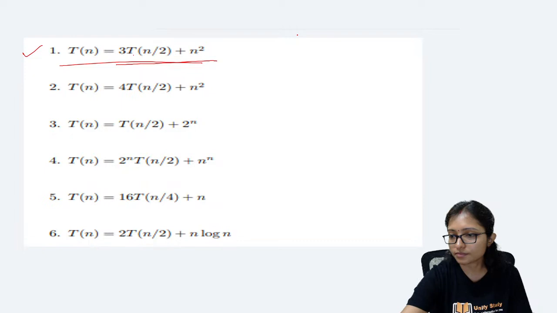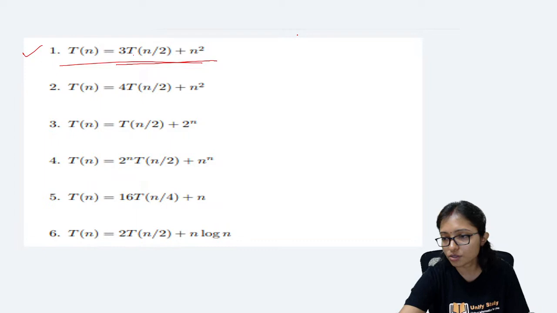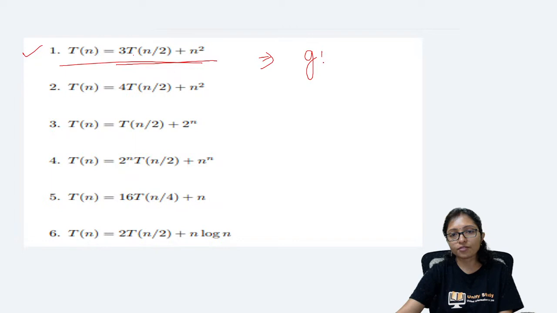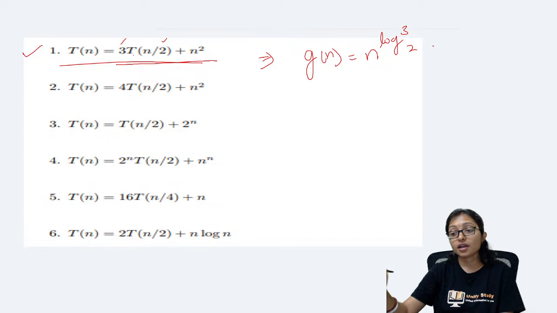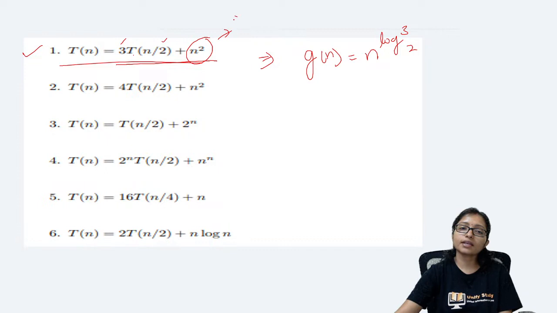Okay, Swati is giving the answer. So how to do it? What I told you, we have to find Gn. Gn equals n to the power log a base b. What is a? What is b? Log 3 base 2, that is given here. Now how to compare? I have to compare with n square, that is your fn. Fn is n square.